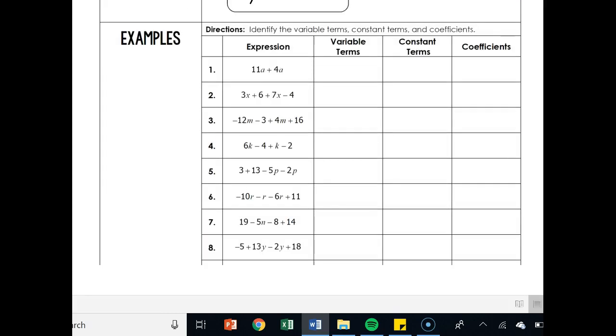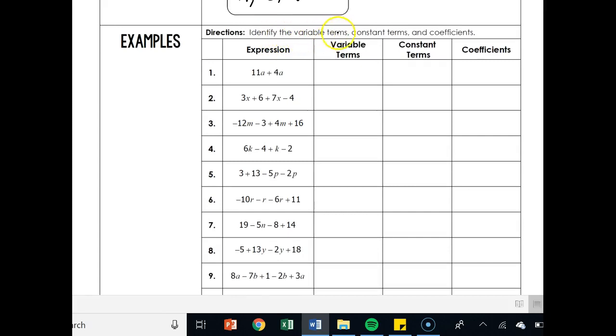All right, so let's take a look at these expressions, and we're going to identify the variable terms, constant terms, and coefficients. So variable terms in number 1. First of all, we have 2 terms in this problem. Simply this guy and this guy, something separated by a plus sign, 2 terms. The variable terms are 11a and 4a. Why? Because they are terms with variables attached to them. Constant terms, we have none of them. We have no terms where there's no variables, and the coefficients are positive 11 and positive 4. Always keep the sign with it.